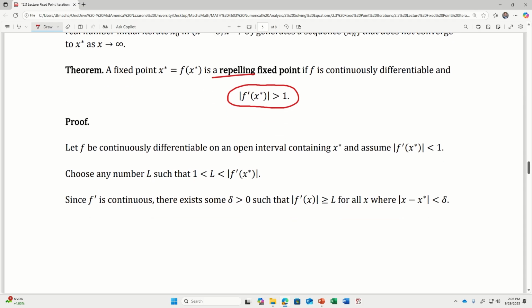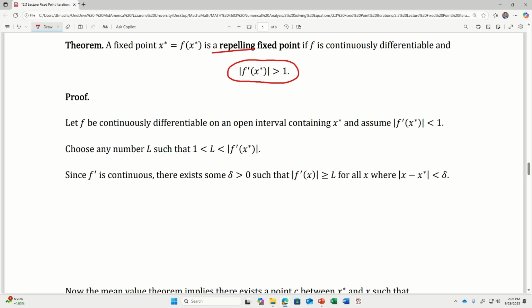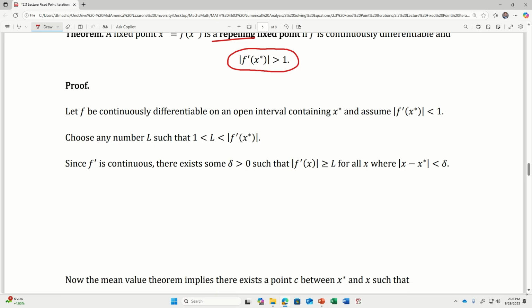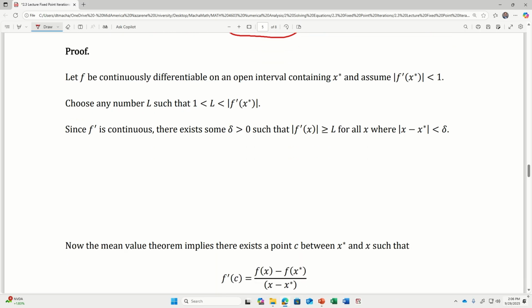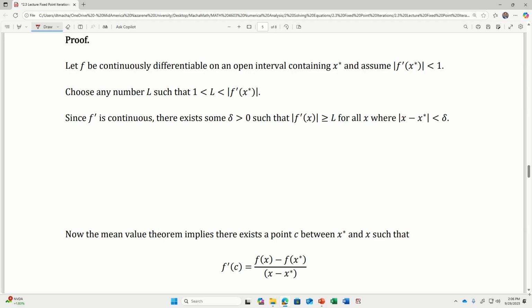So the proof is also going to look exactly the same since the definitions are pretty much the same. The proof goes like this. Suppose f is a continuously differentiable function.